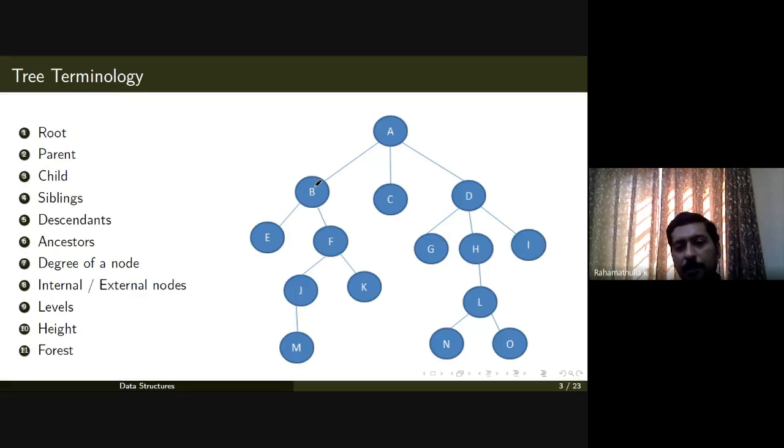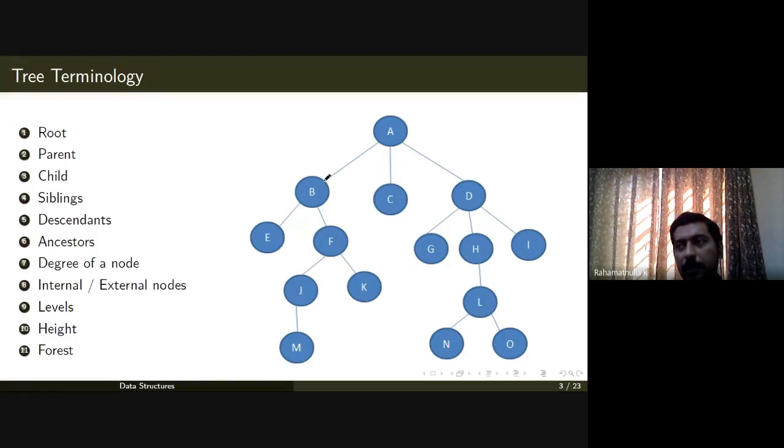And the connection between these vertices, A to B, B to E, etc., these are known as edges or branches. So A to B there is a relationship, A to C there is a relationship, A to D there is a relationship, D to H there is a relationship, and so on. So coming to the definition of a tree data structure, you can say that it's a collection of nodes or vertices and edges.